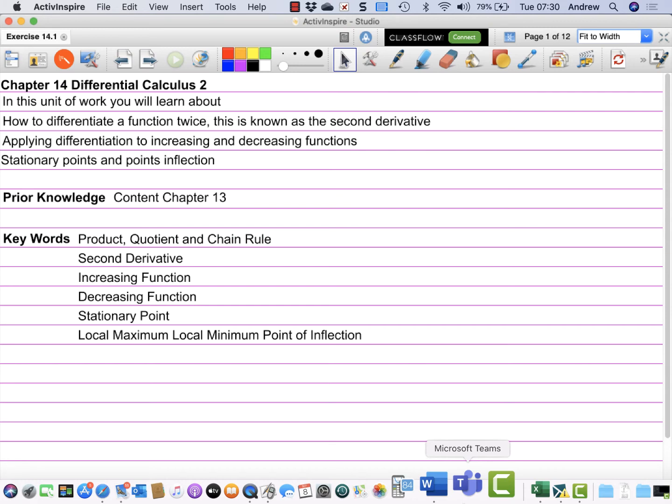This is Chapter 14, Differential Calculus 2. This section of work in this video is covering exercise 14.1 and also does revision of some of last year's work. You need to copy out this front page into your notes and use it as a checklist for your work.